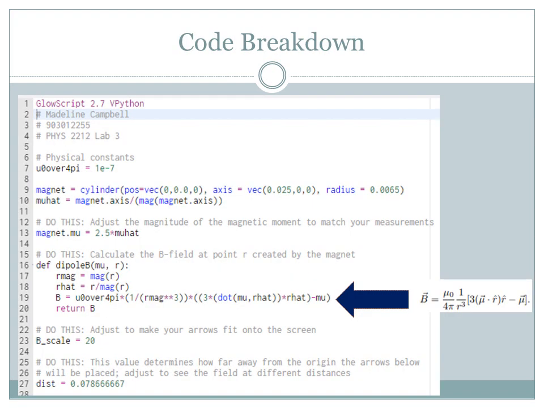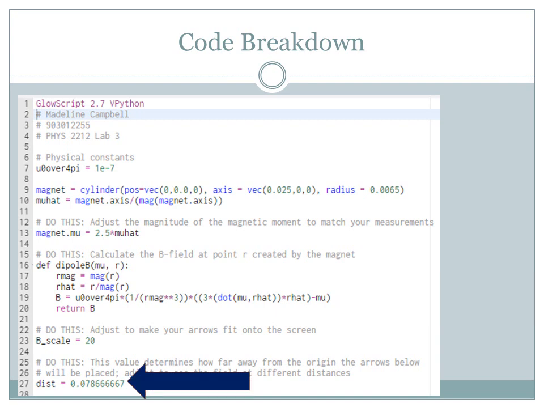Next, I moved to VPython to visualize the magnetic field. The first line that I added was under the function def dipole_b. I added the line B equals mu naught over 4 pi times 1 over r cubed times 3 mu dot r hat times r hat minus mu. After calculating B, which is the magnetic field at a certain point, I added the distance 0.0786667, which is my R1000 calculated value.